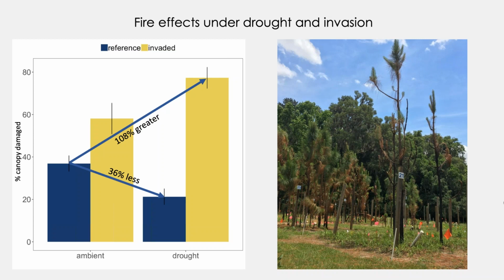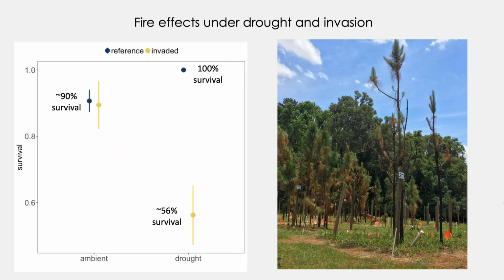Ultimately, what we are interested in is whether or not these trees survive the fire. Under ambient conditions, regardless of invasion, we see 90% survival of the trees. Under reference conditions without the invasion, but under drought conditions, we see 100% survival of the trees. However, the combination of drought plus invasion resulted in only just over half of the trees surviving.